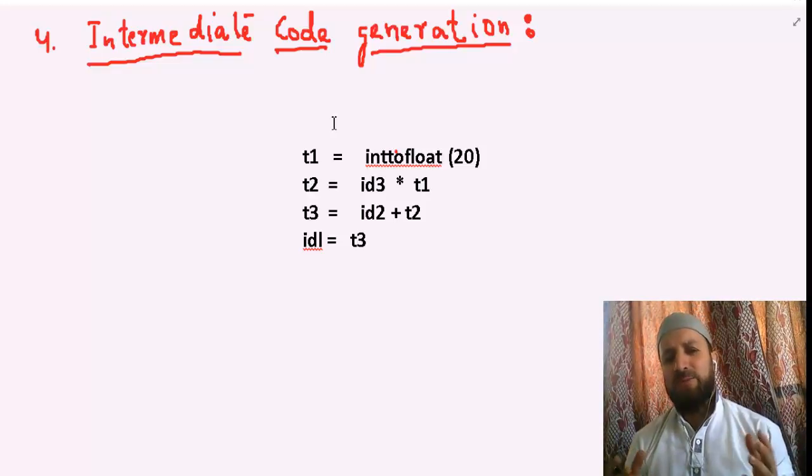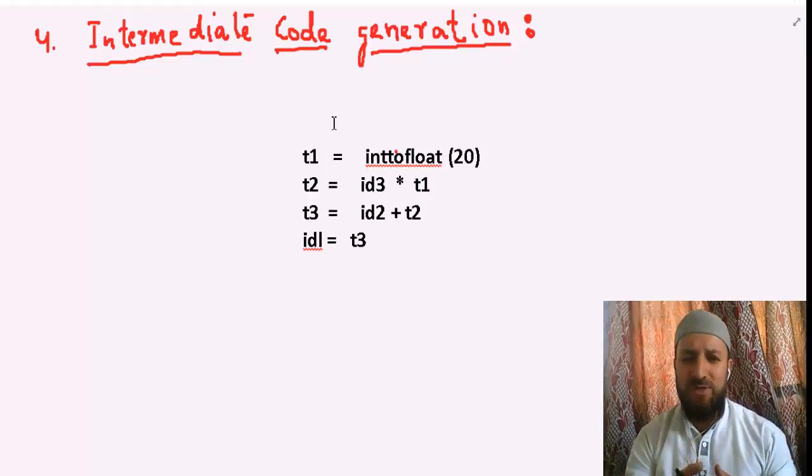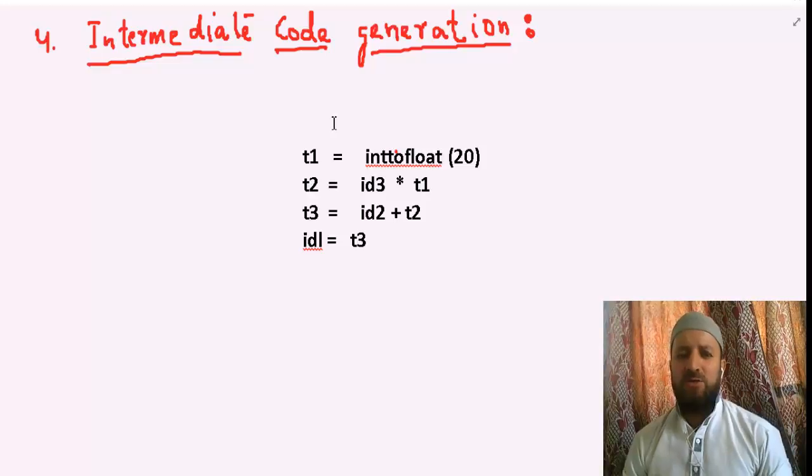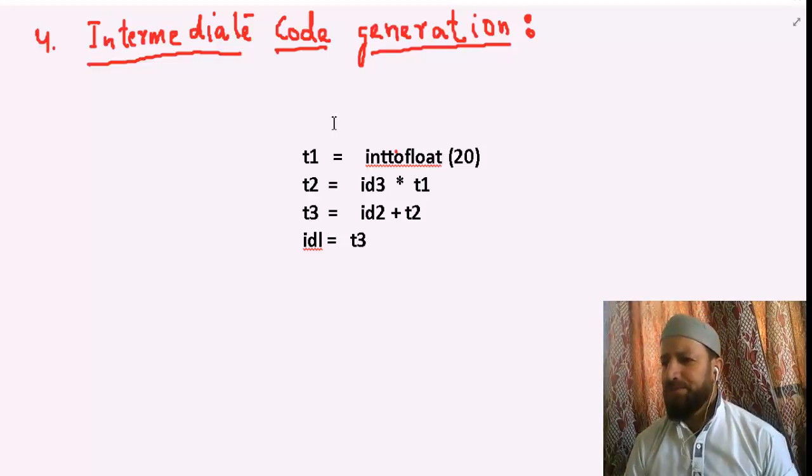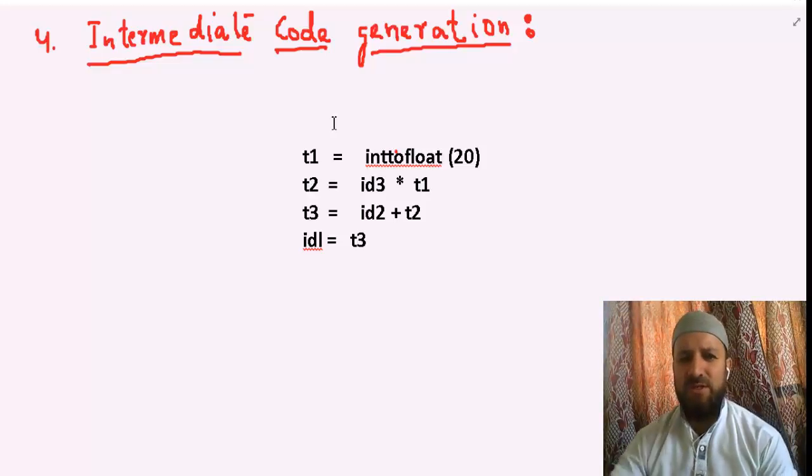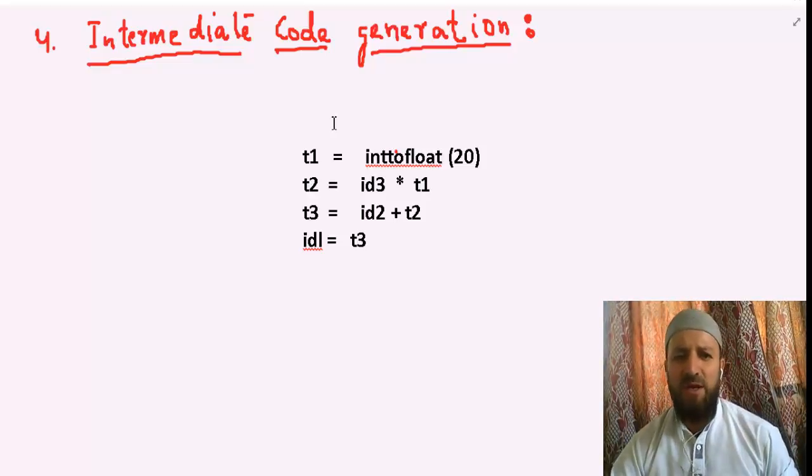Now we need to keep two things in mind. One is that it should be easy to produce and easy to convert into the target machine language. Okay, so we saw the previous phases. We have the representation as well. Similarly, in this intermediate code generation, we also have our representation. And this is one of the representations.